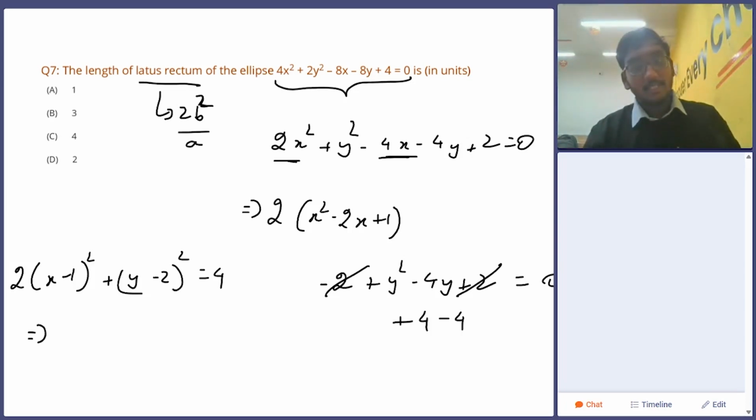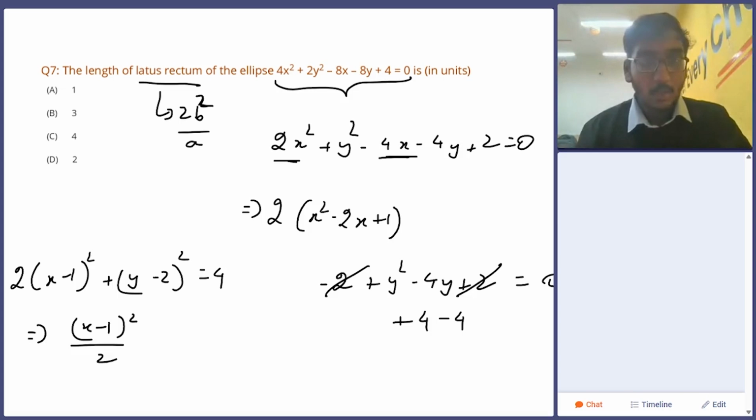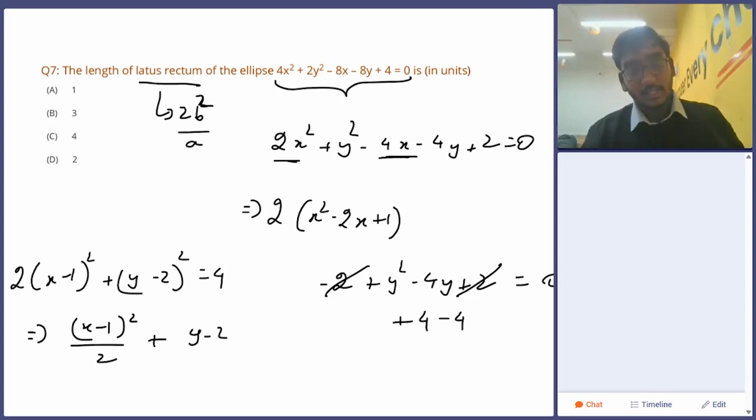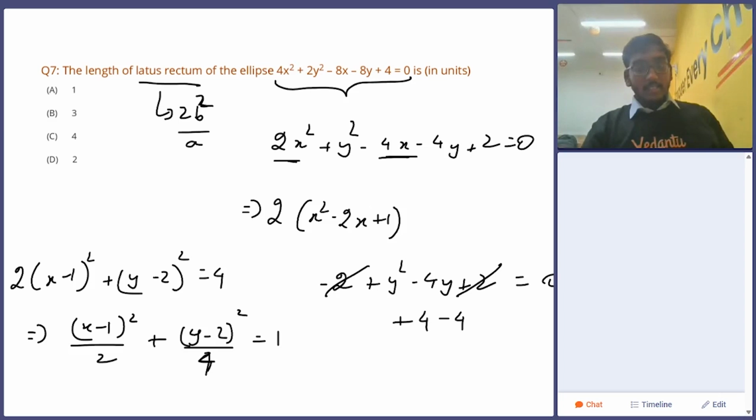So if you divide this entire expression by 4 on both sides, what you will get is (x minus 1) whole square by 2 will be equal to negative (y minus 2) whole square divided by 4. Or you can write in the standard form directly, equal to 1, okay?